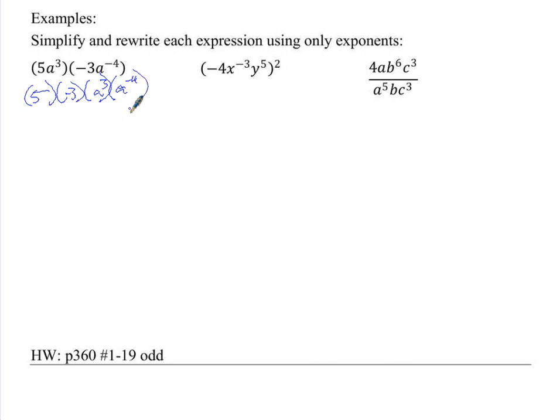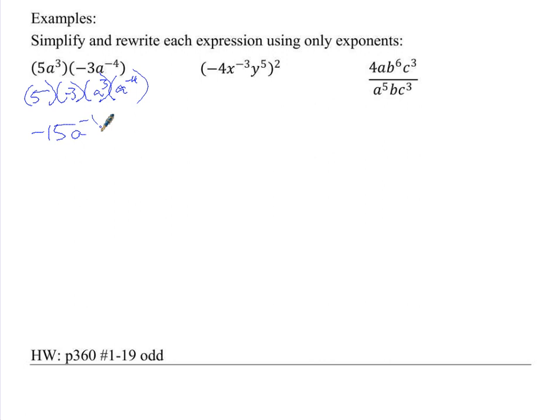if I want. Just because this is the very first problem in this chapter, that's how I'm going to do it, so that you can see the result. I'm going to take 5 times negative 3 and get negative 15. And then I'm going to multiply these like bases, a to the 3rd times a to the negative 4th, which means what am I going to do with my exponents? I'm going to add them. So 3 plus negative 4, which is what? Negative 1. So I wind up with negative 15 times a to the negative 1.